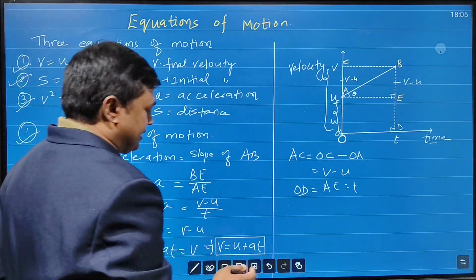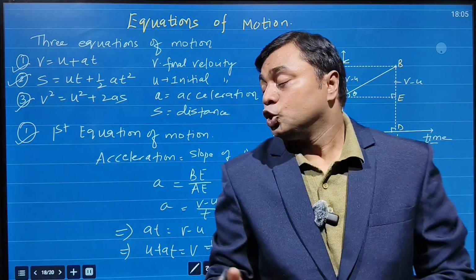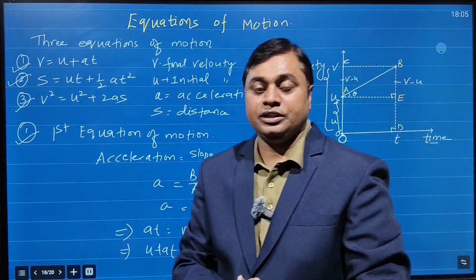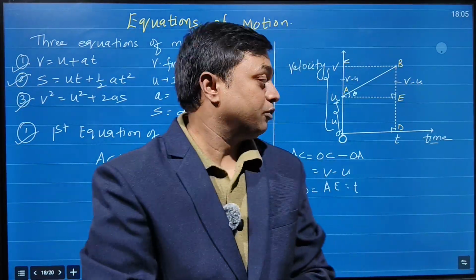So we found the acceleration by using the slope of the velocity-time graph. This is the first derivation, the first equation of motion.